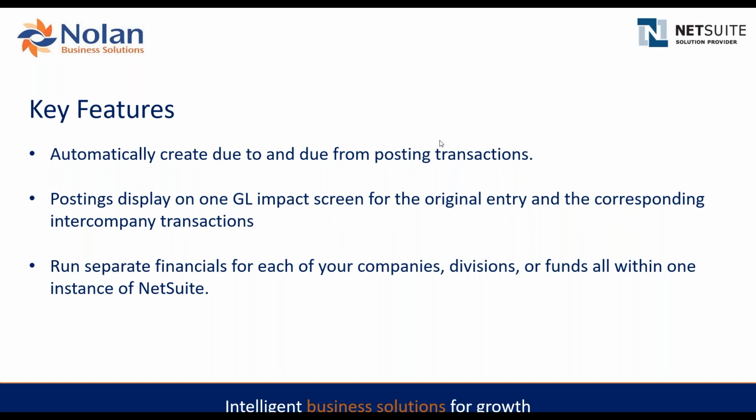So for each team, I want to be able to see a balanced balance sheet and maybe a P&L. Based on the way we're going to set up those segments, we'll be able to achieve that and see balanced balance sheets for all of our entities, as well as on a consolidated level, all those due to, due froms will net to zero.